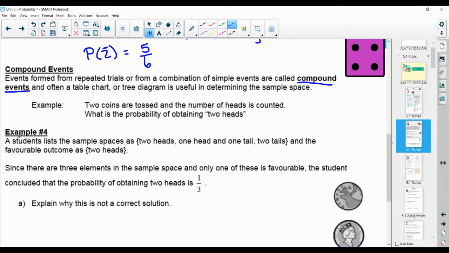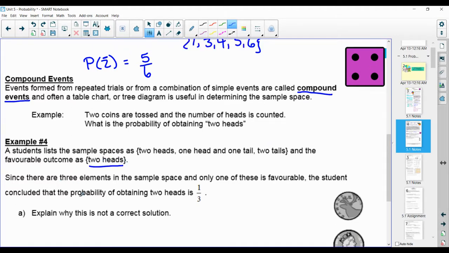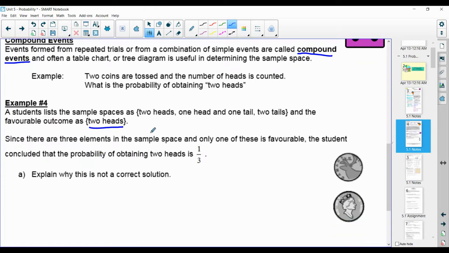In the first example, a student lists the sample space of 2 heads, 1 head and 1 tail, and 2 tails. So they're flipping 2 coins and they list their sample space as 2 heads, 1 head and 1 tail, 2 tails, and they say that their favorable outcome is 2 heads. There are 3 elements in the sample space and only one of these is favorable, so the student has concluded that the probability of obtaining 2 heads is 1 out of 3.